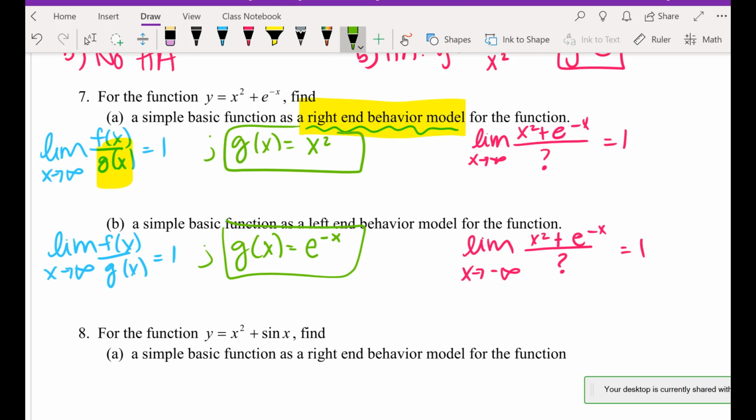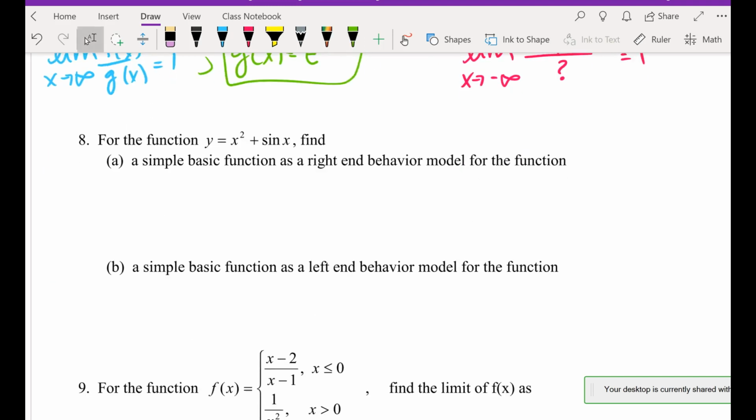So in short, you're just looking for which one is more dominant, which one will grow faster. If that's the one that grows faster, then the other one is not as significant. Any question on 7? 8. Here we go. Same thing, except I'm giving you something else.